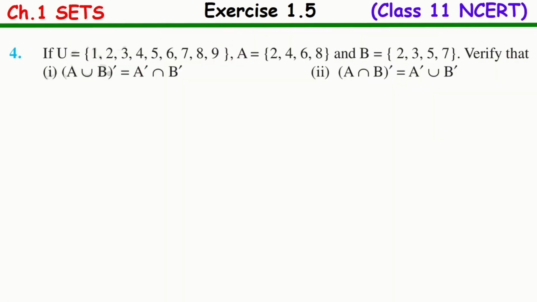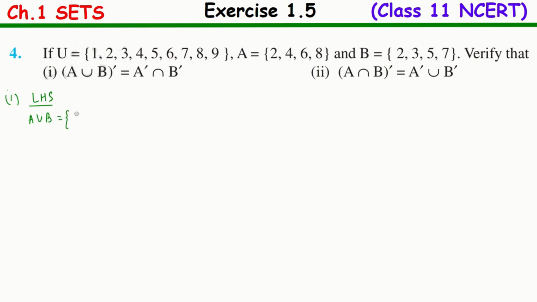Next is fourth question. This is the universal set. A is defined like this and B is this. So we have to verify both these De Morgan's laws. So for first part, let us calculate the left hand side first. For left hand side, we need A union B's complement. So let us first calculate A union B.